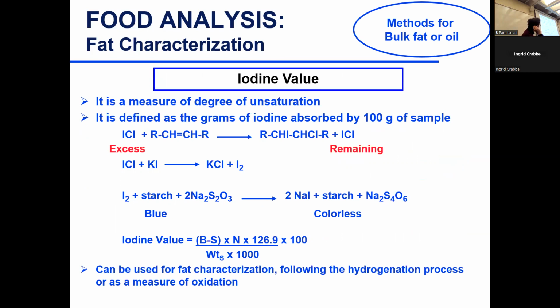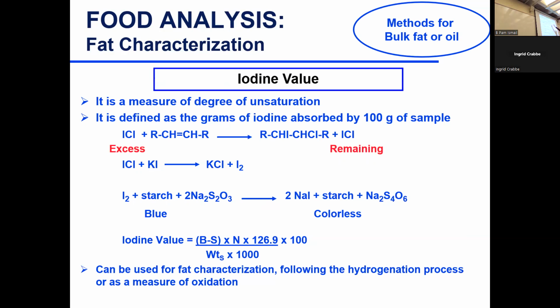So in a test, when I tell you define iodine value, you're going to tell me this is a test done to measure degree of unsaturation. All right. And you're going to tell me the unit. You're going to say it is grams of iodine absorbed by 100 grams of sample. So these two are important for you to mention. That's why I put them here.